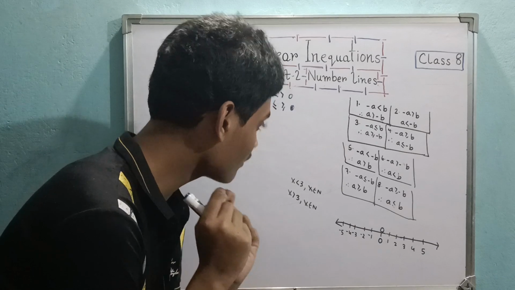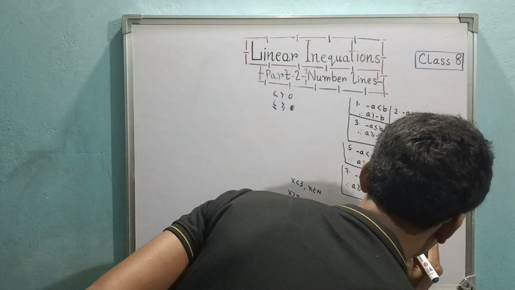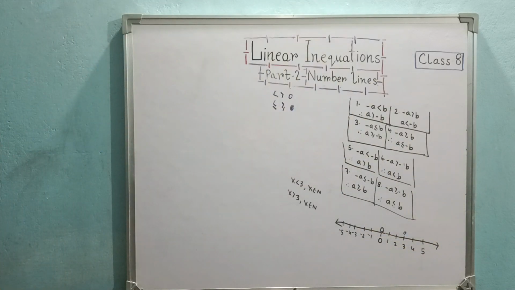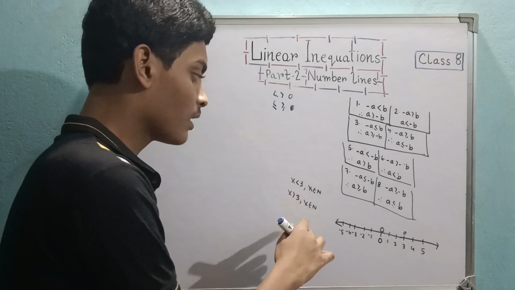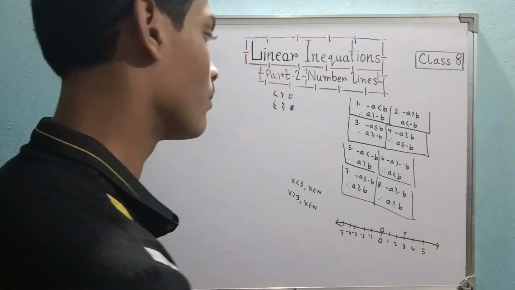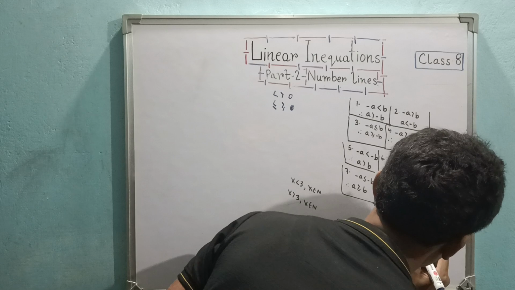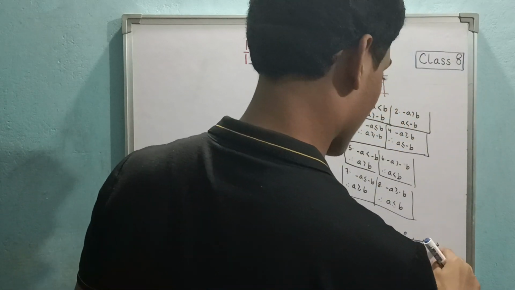So x is greater than 3. What I will do is put a hollow dot over 3, like this. It's not a darkened dot, it's a hollow dot. Then what will I do? See, greater than 3 means what? In the positive direction, there will be infinite numbers. So I will deepen this line a little bit, and here, just leave it.